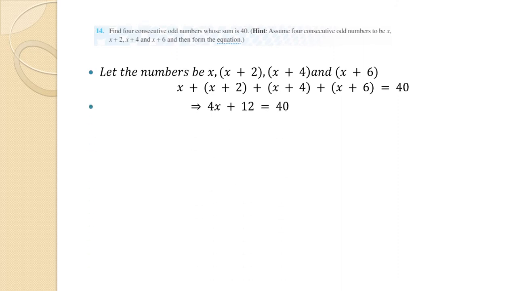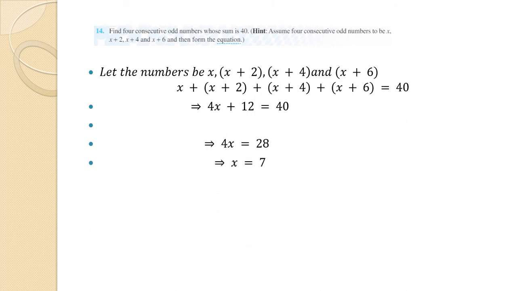They are telling us the sum of these consecutive odd numbers is 40. So I will add that. Now first I will add all the 4 variables. I will get 4x, and when I add the numbers, that is 2 plus 4 plus 6, I get 12. So 4x plus 12 will be equal to 40. Now I will shift the 12 to the other side of the equation. 40 minus 12 will be 28. So 4x will be equal to 28. x will be equal to 7.